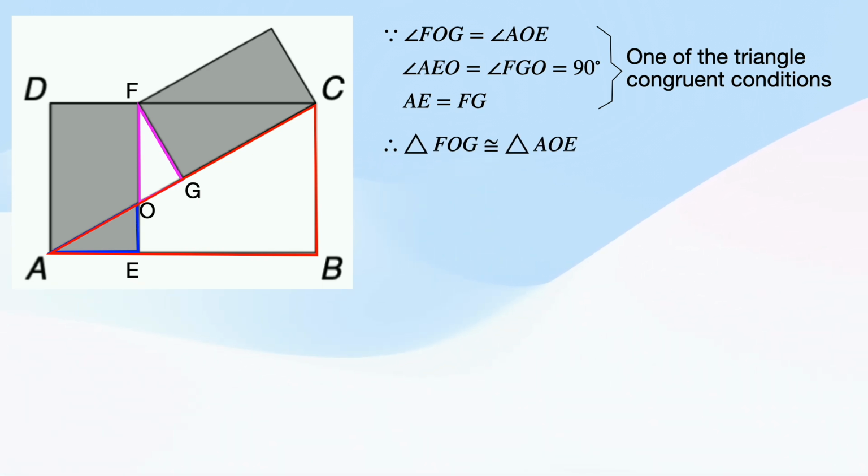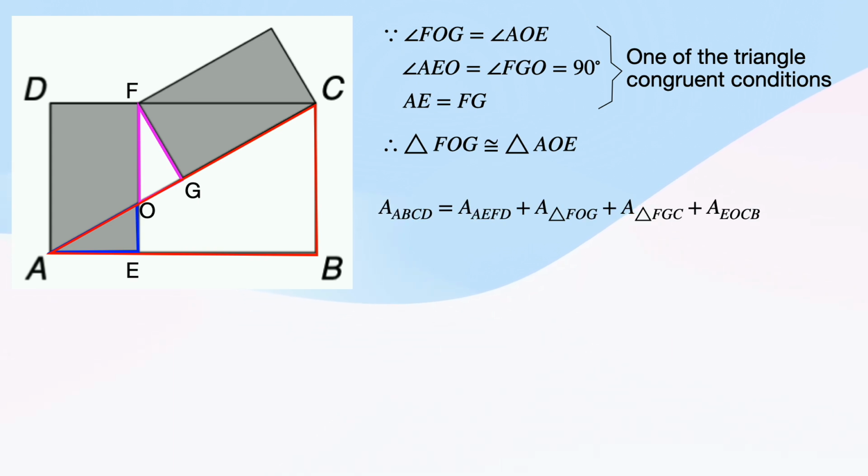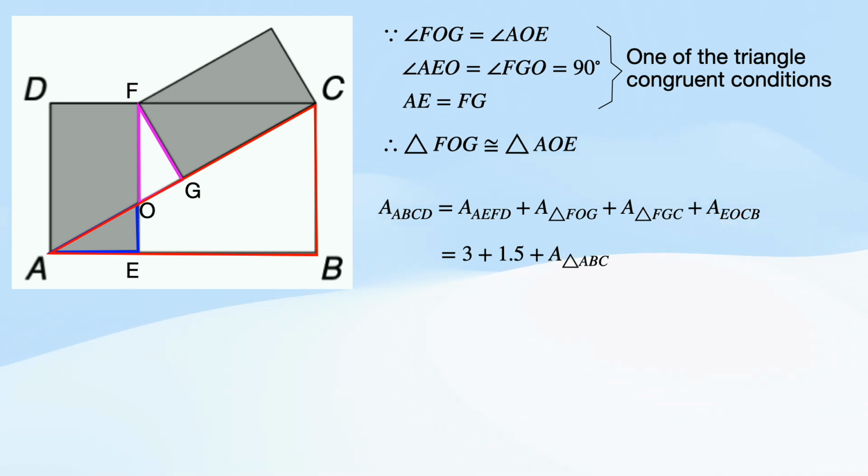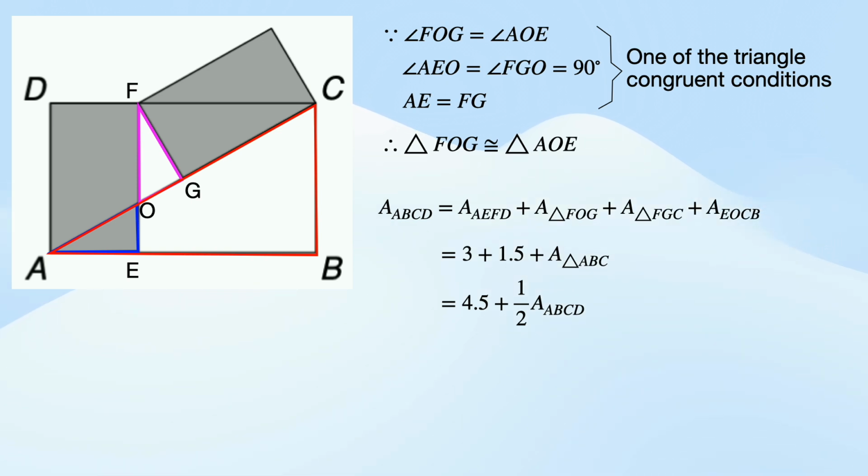Now, let's go back to the earlier formula. The area of ABCD is the sum of the sub-areas, and we already know the area of AEFD is 3 and the triangle FGC is 1.5. And since the small triangle FOG is congruent to the triangle AOE, we can write them together. It's the triangle ABC. And triangle ABC is actually half of the area of the rectangle ABCD.